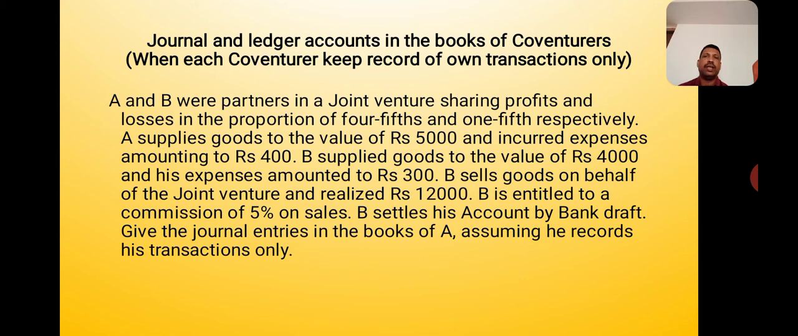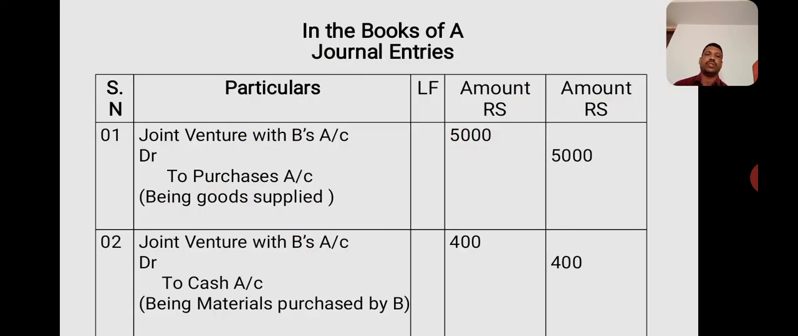Here students are required to pass the journal entries and prepare the ledger accounts in the books of co-venturer A, assuming that co-venturer A keeps record of his own transactions only. As you know, under this method we have to prepare two ledger accounts. One is the joint venture with other co-venturer account and another is the memorandum joint venture account.